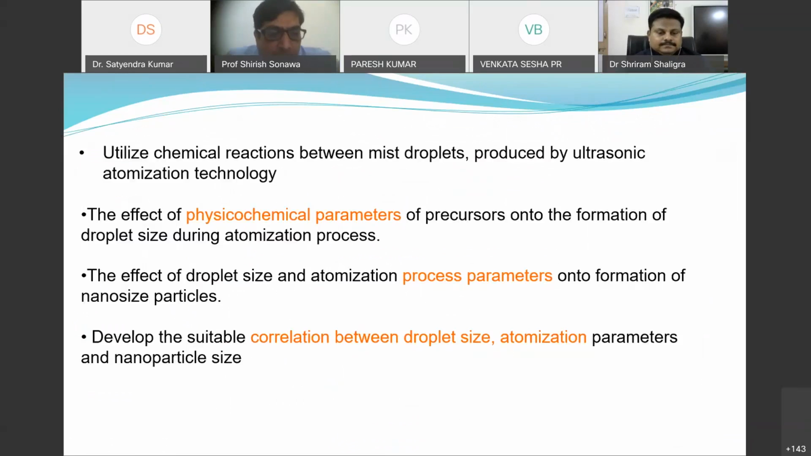Okay. So there is a very important issue: how the droplet size is going to be affected by different parameters. Basically, it is affected by the viscosity and the surface tension of the liquid. These are the two important things. And atomization parameter-wise, the orifice size. So these three parameters are going to affect the droplet, and these droplets are going to affect the nanoparticle sizes. So we need to think about developing such a kind of correlation.